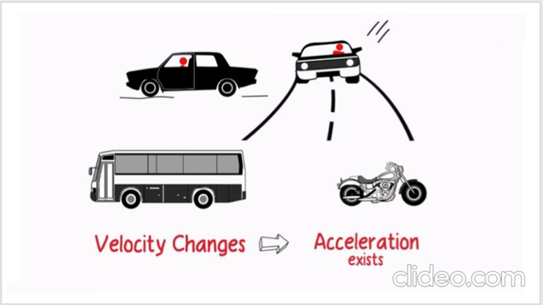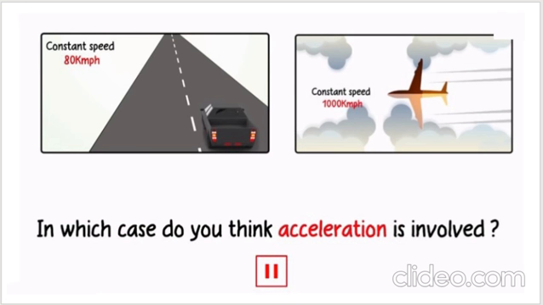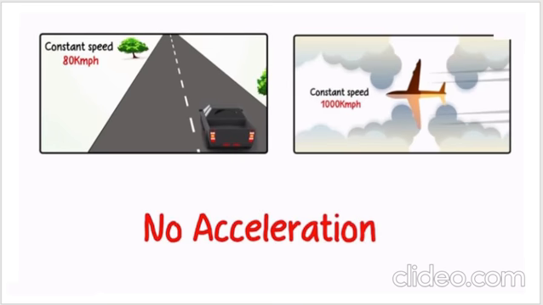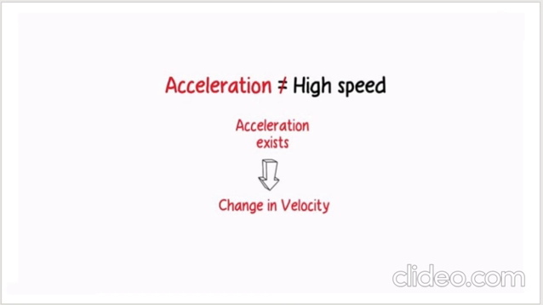Now when I say about velocity and acceleration, when velocity changes, acceleration will also differ. But now let's say here there is a constant speed by a car of 80 km per hour and of an aeroplane 1000 km per hour. In which case do you think that acceleration is there? Or you can pause the video and think about it. Okay, so when I say about acceleration, there will be no acceleration in both of these.